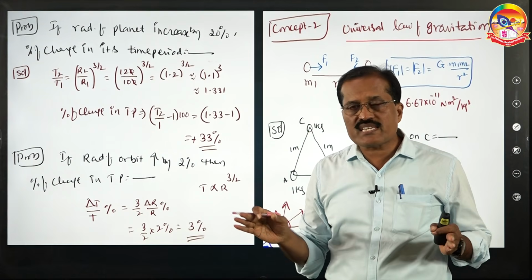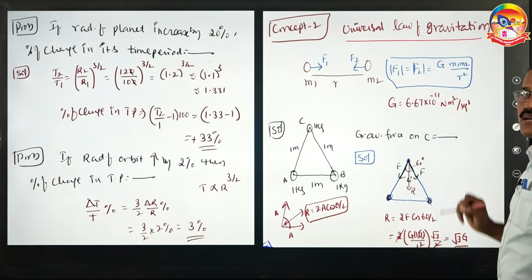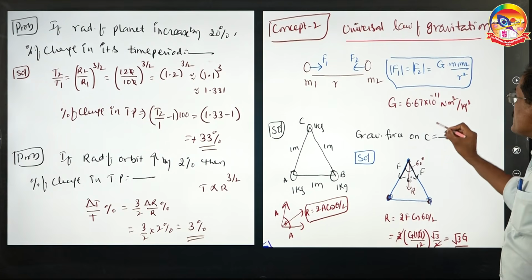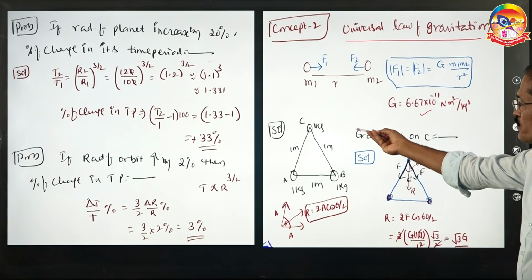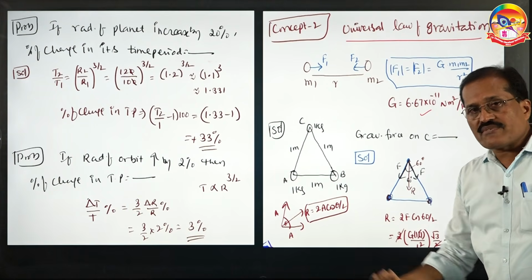It is always universally constant, which is equal to: magnitude of the force F is equal to G m1 m2 by r square. The G value is given, and a simple problem that we have here has three masses which are kept, and again force is a vector.